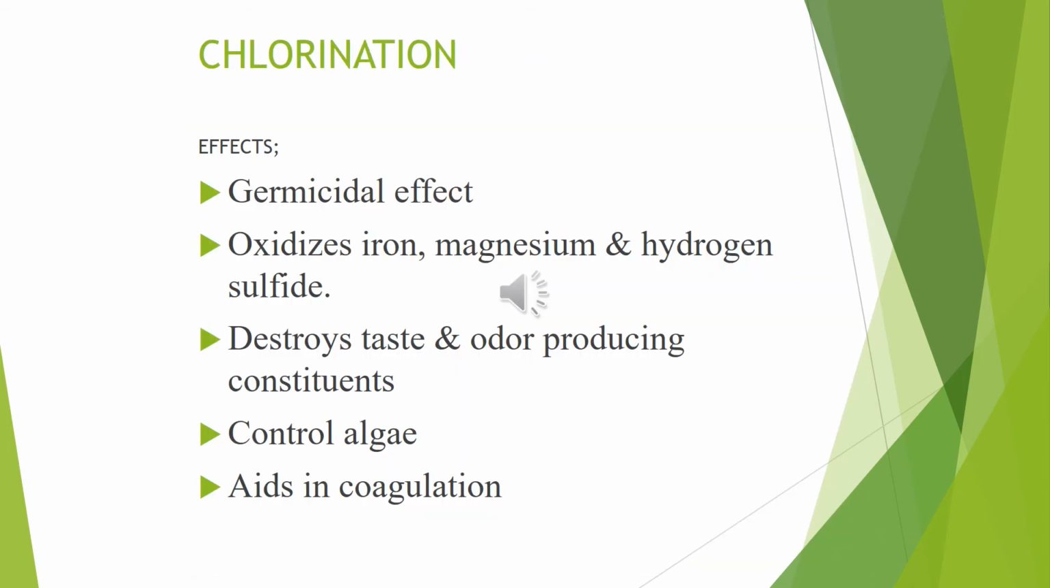Water disinfection is done by chlorination. Chlorine kills the pathogenic bacteria and has a germicidal effect. It oxidizes iron, manganese and hydrogen sulfides and destroys any taste and odor producing constituents in water. It controls the growth of algae and fungi and helps in coagulation.